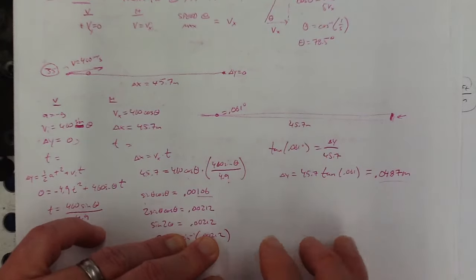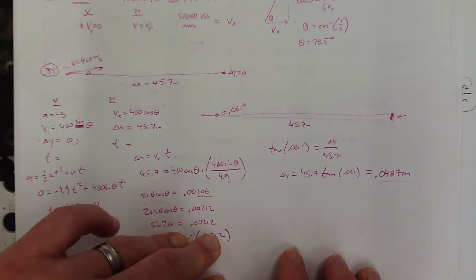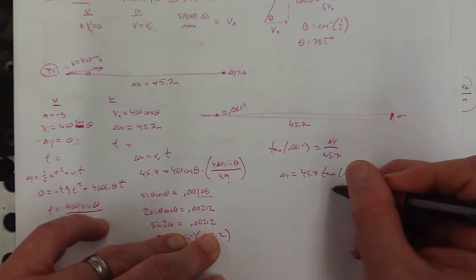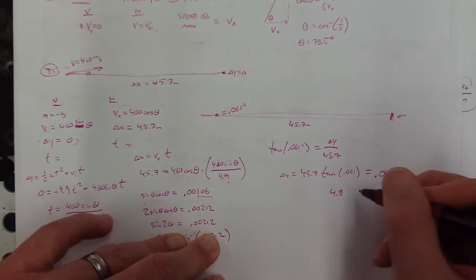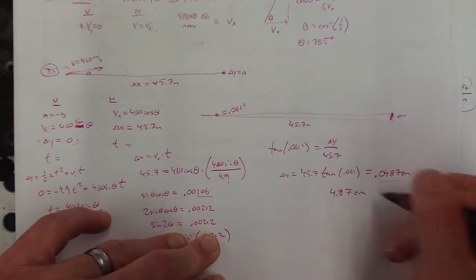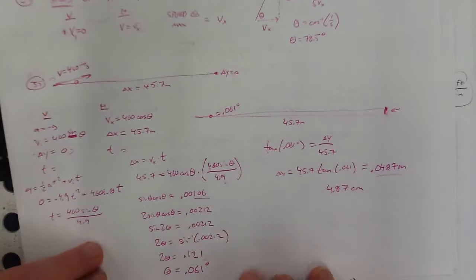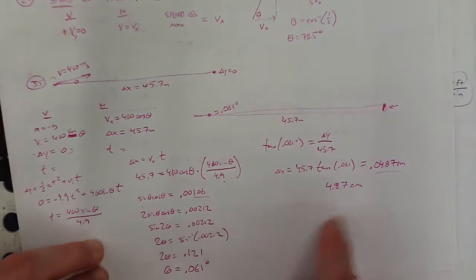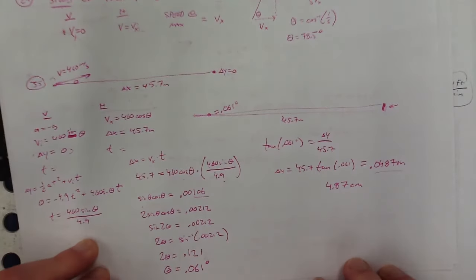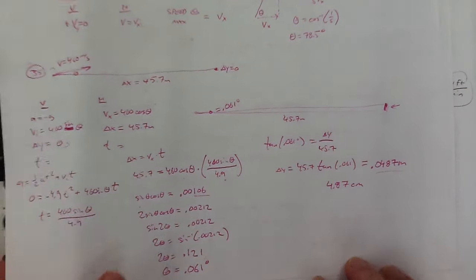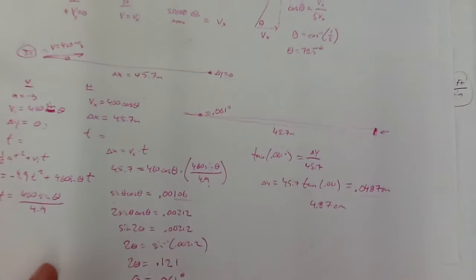So you could report the answer like that, or you could say that it is 4.87 centimeters. The answer in the book is 4.84. That's just because of different choices in rounding somewhere along the way. So that is just fine if you got anything right close to that. All right.